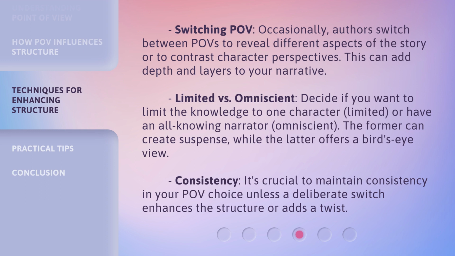Limited versus omniscient. Decide if you want to limit the knowledge to one character, limited, or have an all-knowing narrator, omniscient. The former can create suspense, while the latter offers a bird's-eye view. Consistency. It's crucial to maintain consistency in your POV choice unless a deliberate switch enhances the structure or adds a twist.